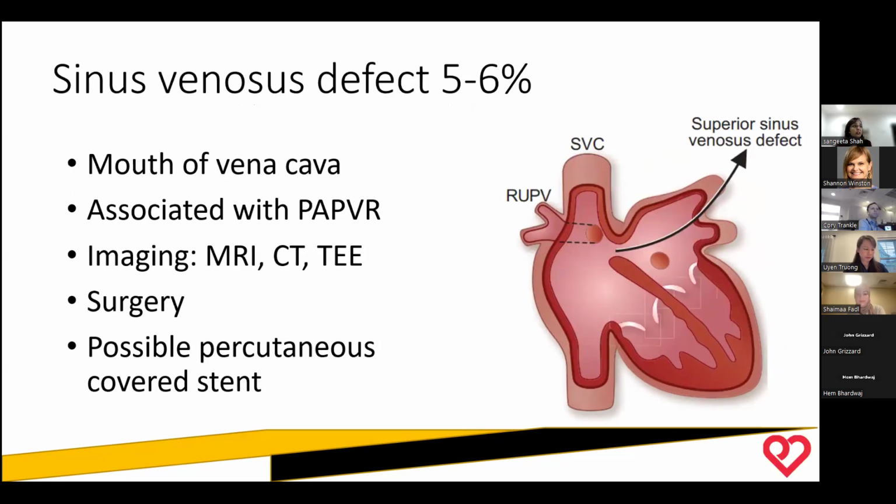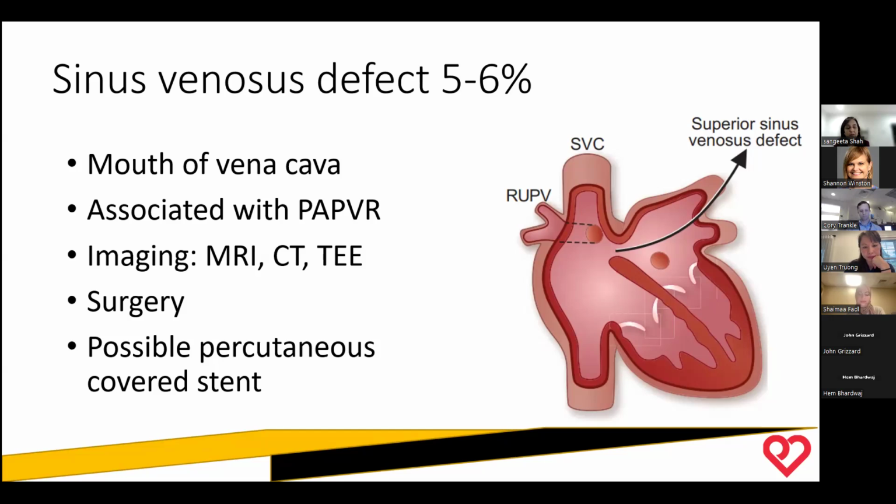Sinus venosum defects occur in 5 to 6% of cases, and it basically can occur at the mouth of the vena cava. So it can occur at the SVC mouth or at the IVC mouth. The one at the IVC mouth is very rare, often associated with anomalous pulmonary veins. And imaging-wise, MRI, CT, and TEE are instrumental.